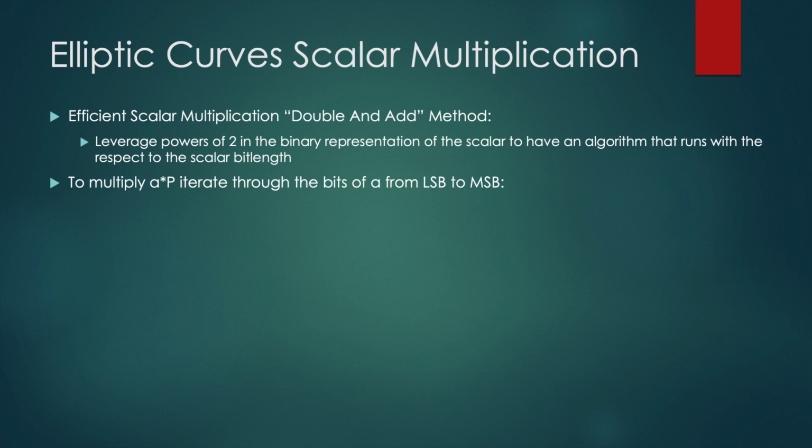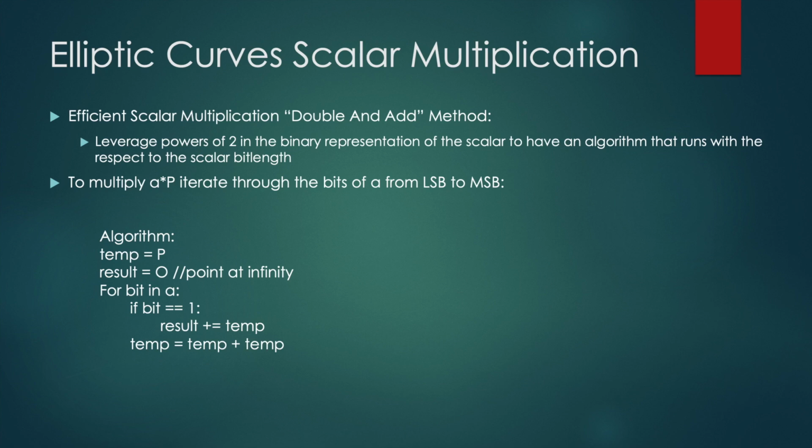To multiply a times an elliptic curve point P, we move through the scalar a from least significant bit to most significant bit. The algorithm will update the result in temporary variables with the double and add algorithm described here. When the bit is a 1, we'll increment the result by the current value in the temp variable, and each update will multiply the temp variable by 2, or add it to itself.